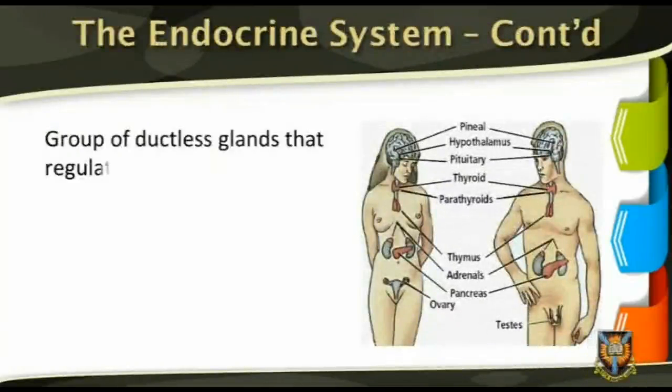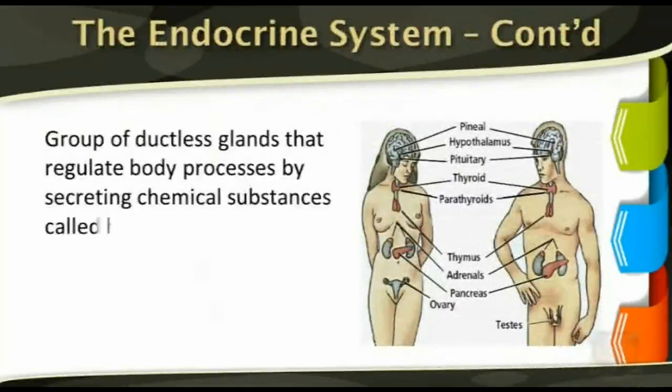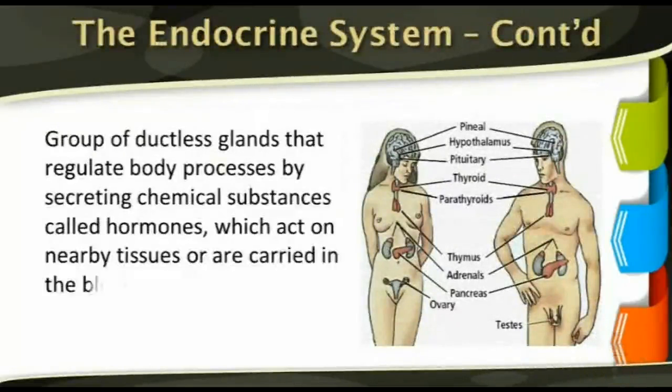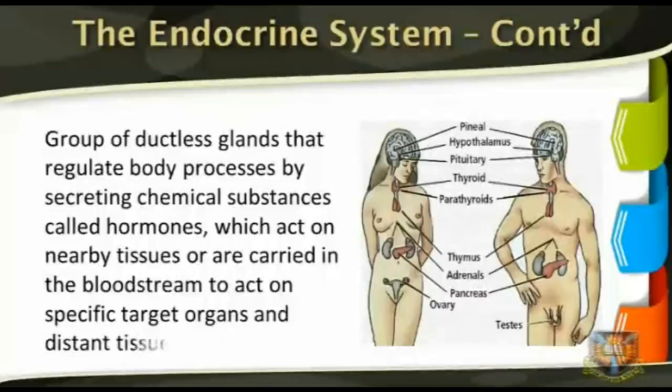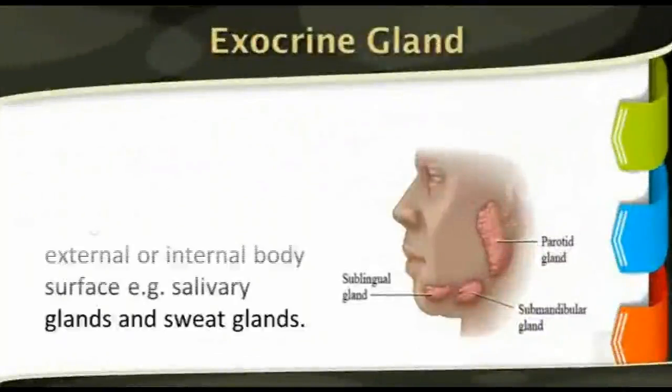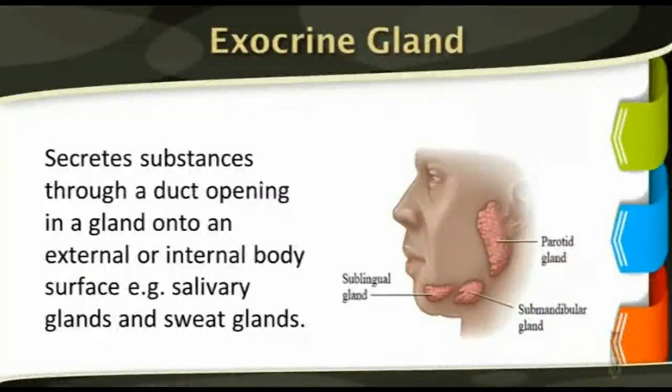This is a group of ductless glands that regulate body processes by secreting chemical substances called hormones. Hormones act on nearby tissues or are carried in the bloodstream to act on specific target organs and distant tissues. It is important to distinguish between an endocrine gland, which discharges hormones into the bloodstream, and an exocrine gland, which secretes substances through a duct opening in a gland onto an external or internal body surface.